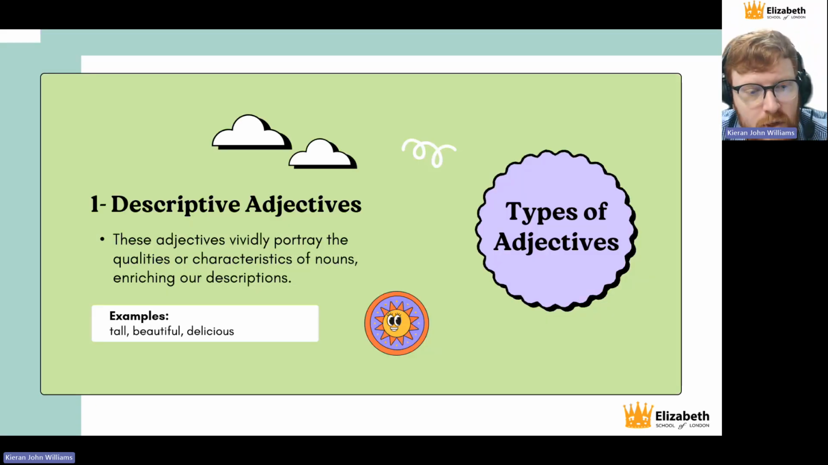Okay, so we've got the descriptive adjectives. These are the ones that describe qualities or characteristics. We've got the examples here: tall, beautiful, delicious. The building is tall, the food is beautiful, or the food is delicious as well. So they describe what the noun is.